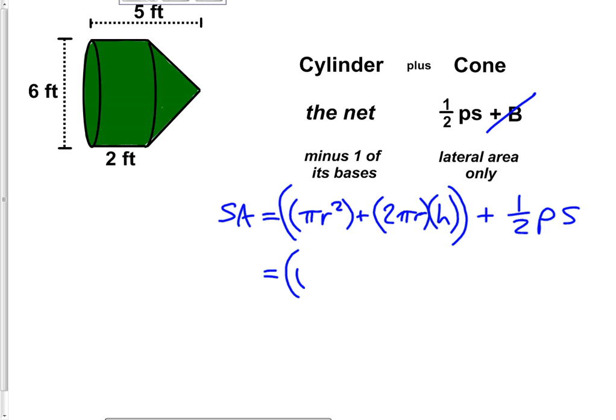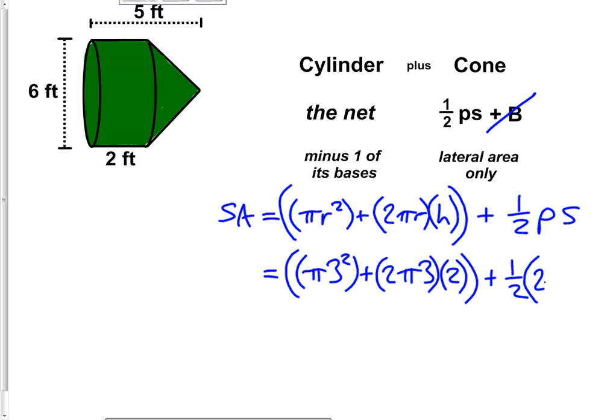Okay, let's see what we can plug in here. We have pi. We need the radius of our cylinder, which is half of our diameter, so it's 3. So pi 3 squared plus 2 pi. The radius again is 3, and that's going to multiply by the height of our cylinder, which is 2. Okay, so no worries there getting the information plugged in. And over here, we have 1/2 times the perimeter of the base. Now remember, our base is a circle. Perimeter is found by 2 pi r. So that's 2 pi times the radius, which is 3. And then the slant height of our cone.